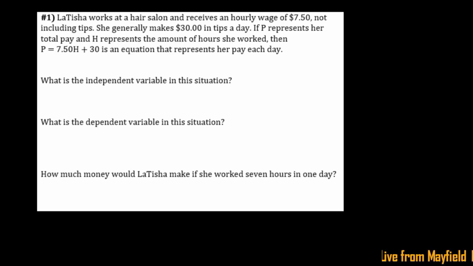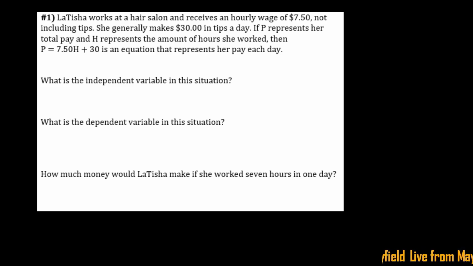On number 1, it says Letitia works at a hair salon and receives an hourly wage of $7.50, not including tips. She generally makes $30 in tips a day. If P represents her total pay and H represents the amount of hours she works, then P equals 7.5 times H plus 30 is an equation that represents her pay each day. So again, we're using this as the equation, so it's already given to you.